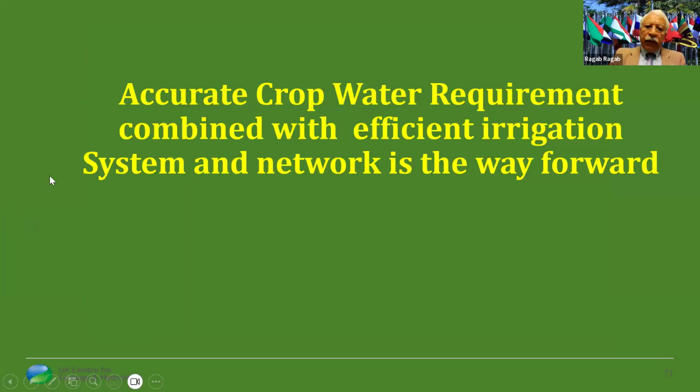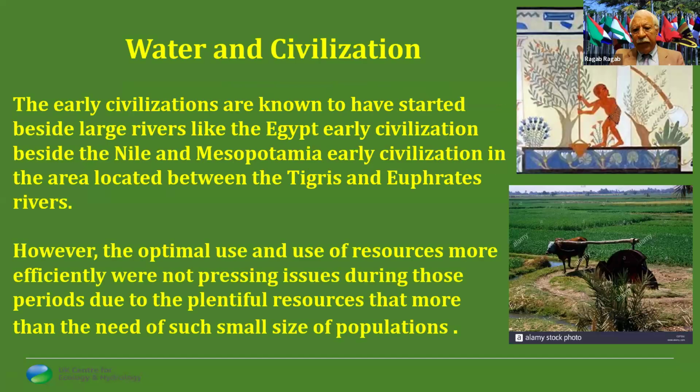So the accurate crop water requirement should really not be standalone. It should be combined with efficient irrigation system and the network together to be the way forward. So you cannot really only look at accurate water requirement and not use efficient irrigation system. So we have to think in a more integrated way.